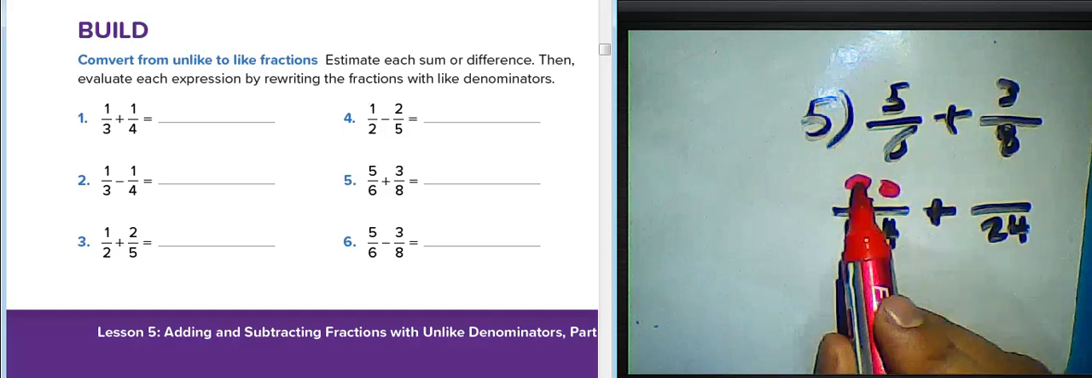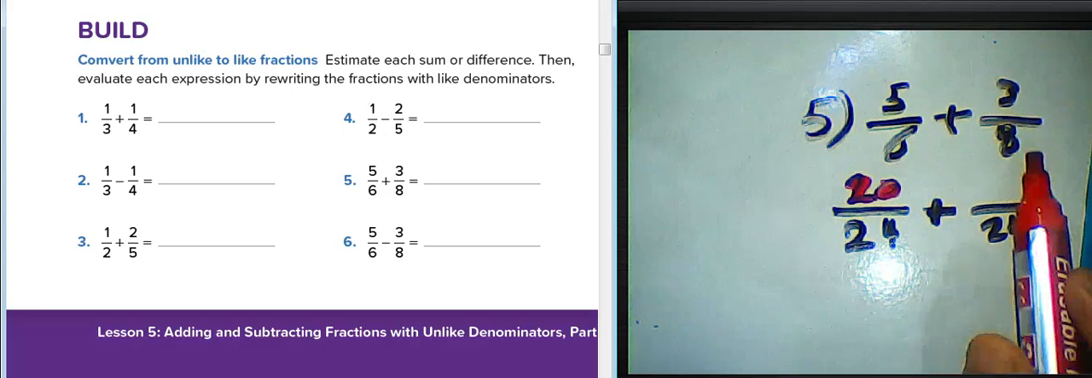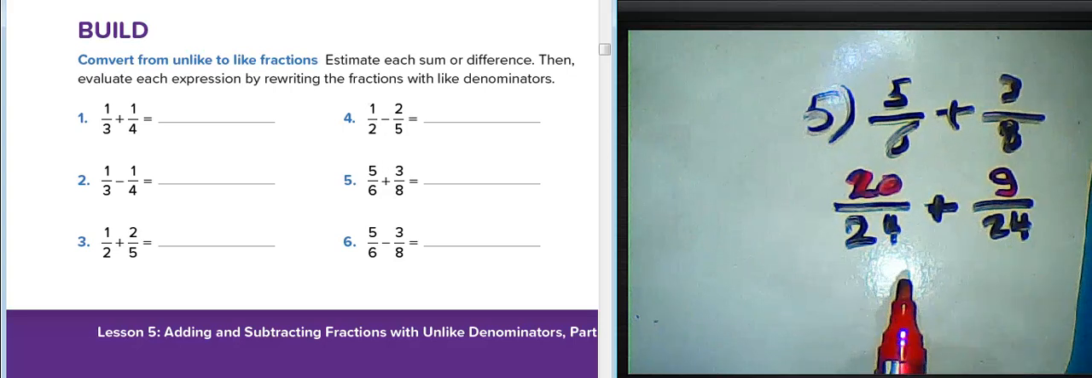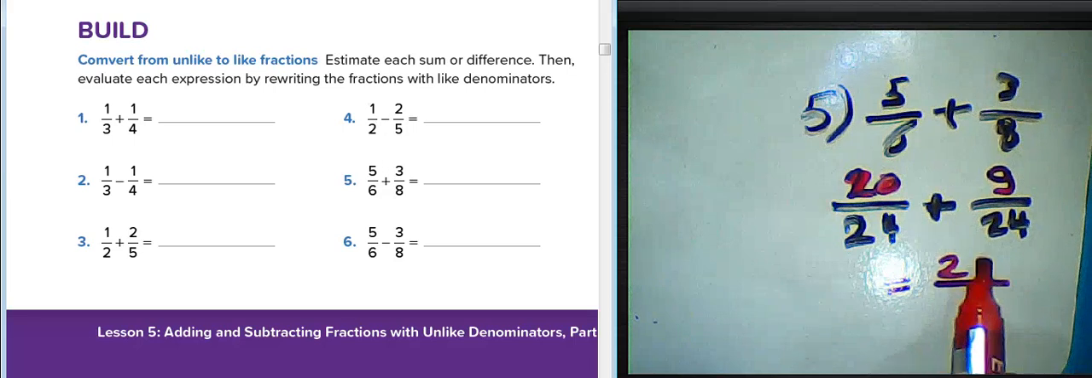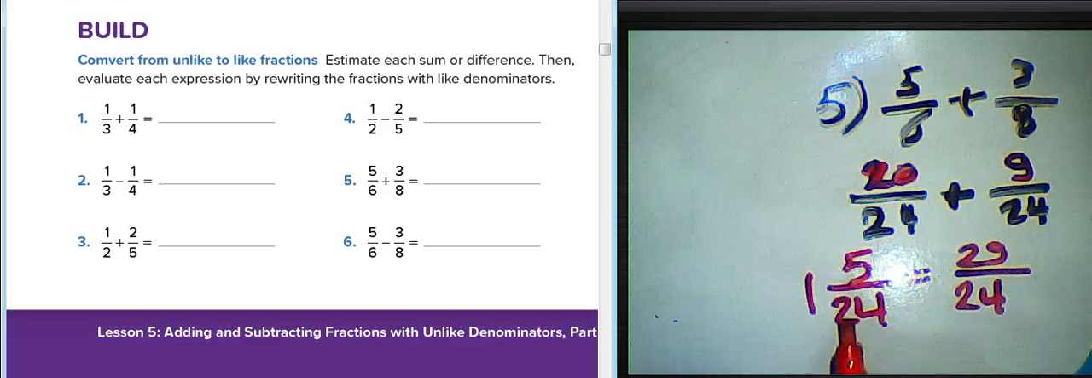Look here: 24, 3 times 8 equals 24, then 3 times 3 equals 9. The result will be 20 plus 9, which is 29 over 24. We can simplify it because 29 over 24 is improper. We can write 1 and 5 over 24.